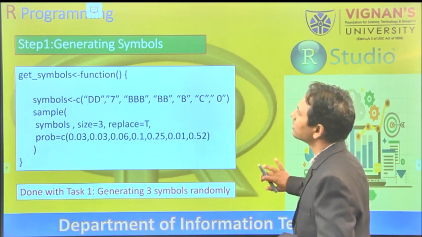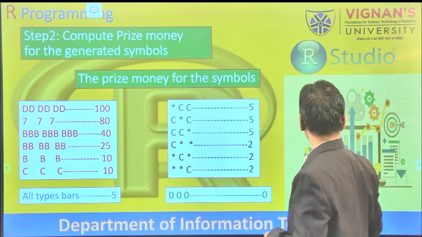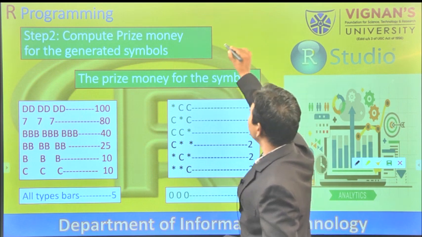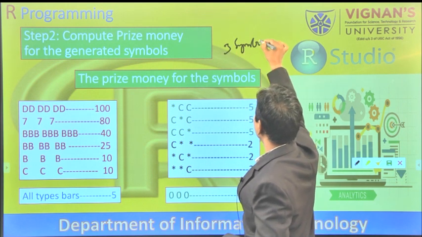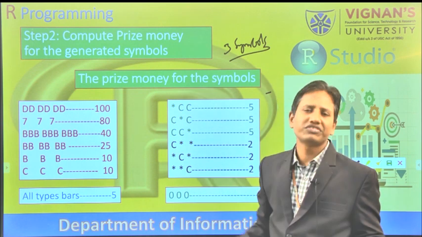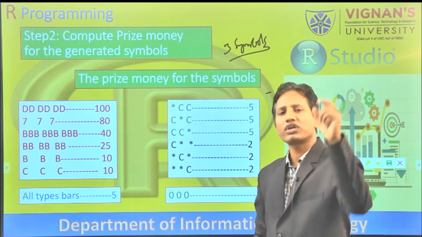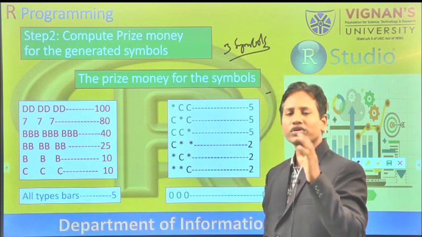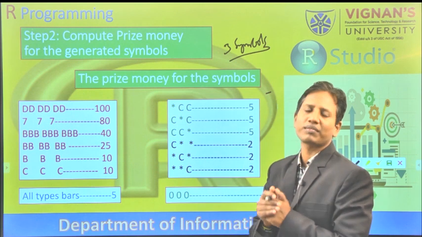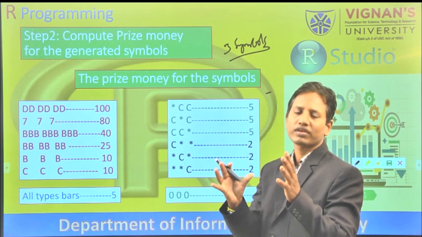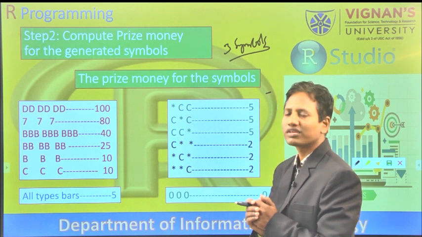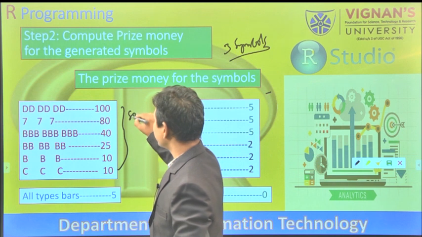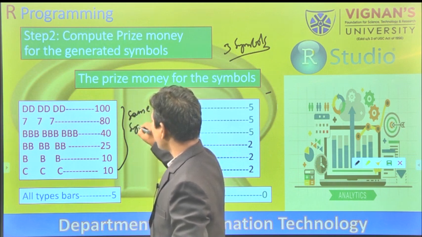Let's go with the second step. Now once we got these 3 symbols, we may get any combination. For that combination, what is the prize money, that we have to know. So for that one, they have already fixed some amount of money for some conditions, for some categories. So if we see, these are all the same symbols category.